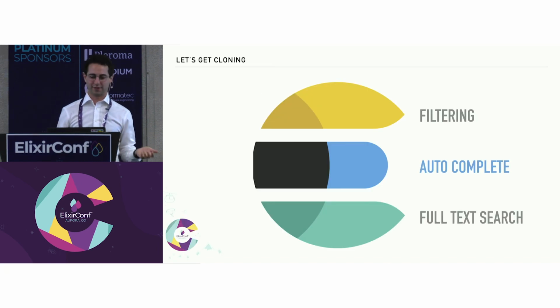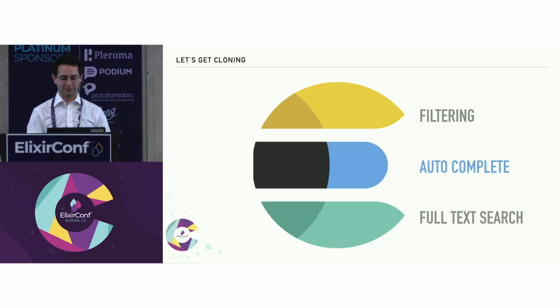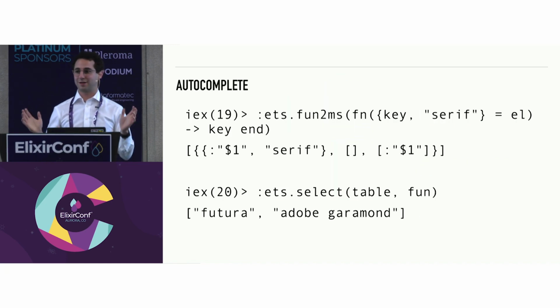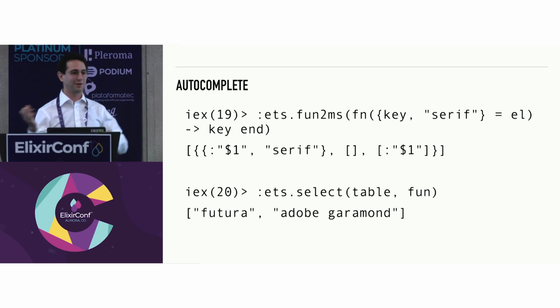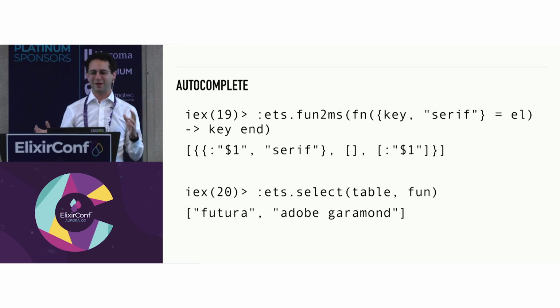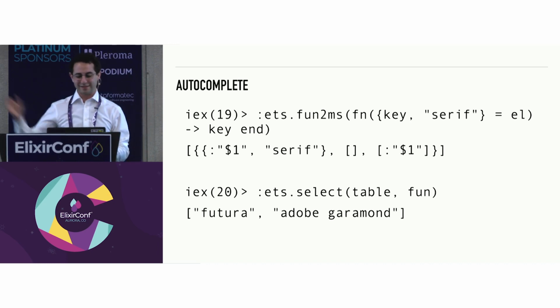Okay, so that was filtering. Let's move on to autocomplete. For implementing autocomplete, I thought I would have to come up with something really crazy. I started learning about suffix arrays and tries again, and I was like, oh, all that computer science stuff I did in school that I forgot, what is it? But ETS actually has internal functionality for this.